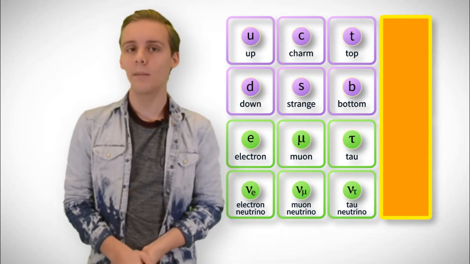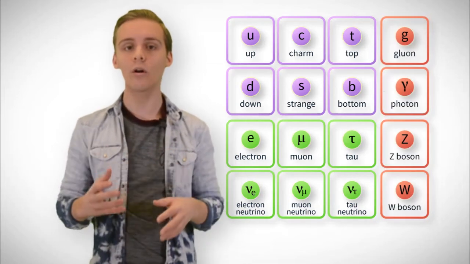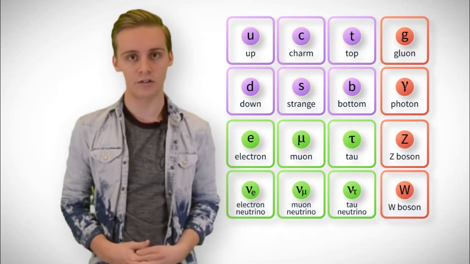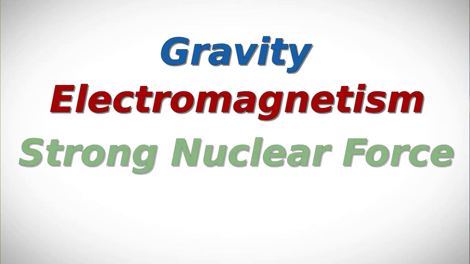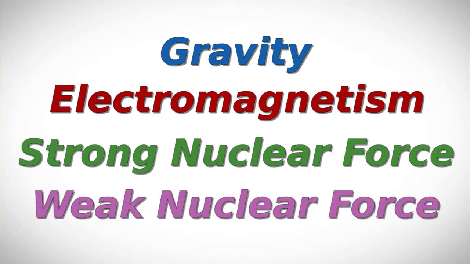The next 4 fundamental particles deal with the 4 fundamental forces of the universe. These particles are called bosons. The 4 forces are gravity, electromagnetism, the strong nuclear force, and the weak nuclear force. Every interaction that anything in the universe has with anything else occurs through these forces and the particles that mediate these forces. First up, the force of gravity.